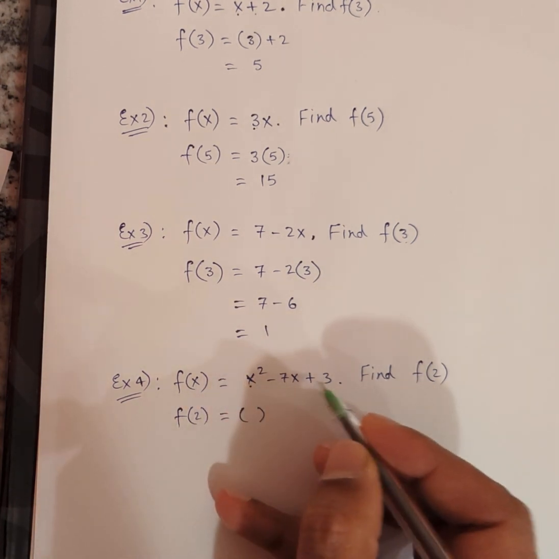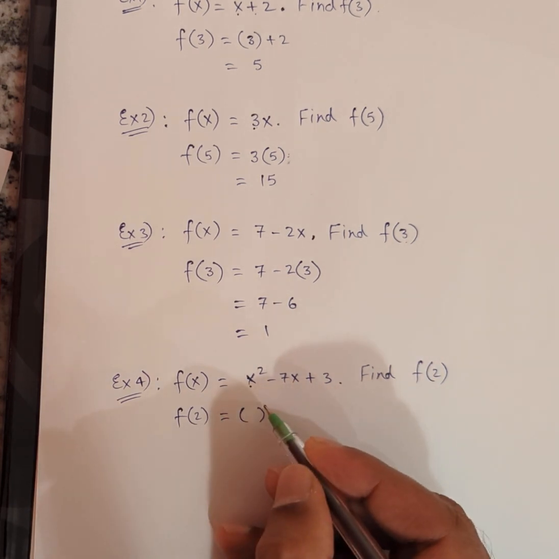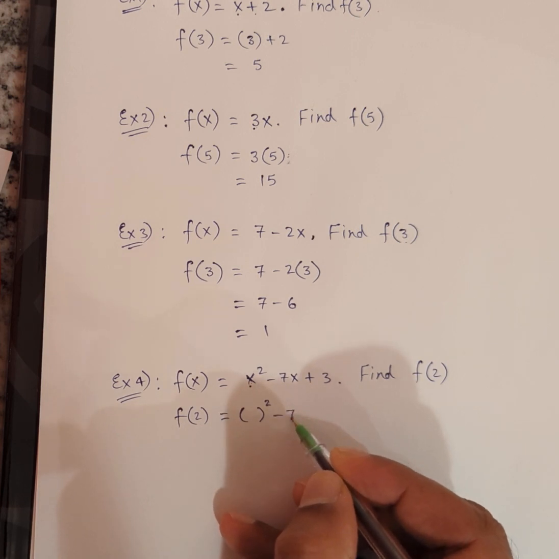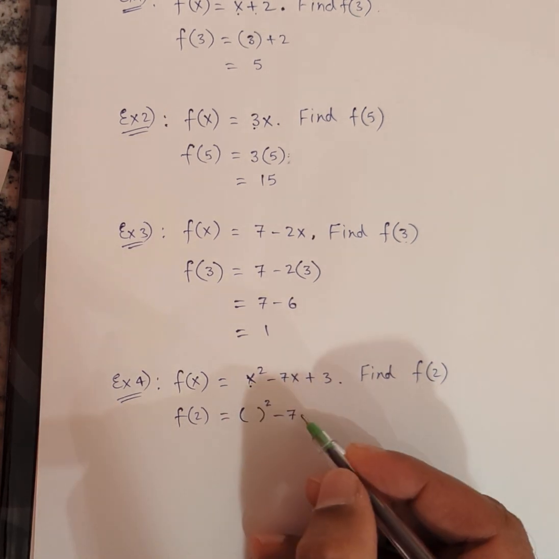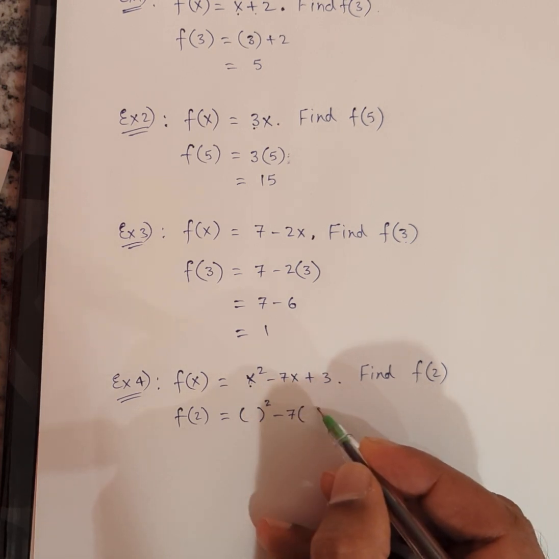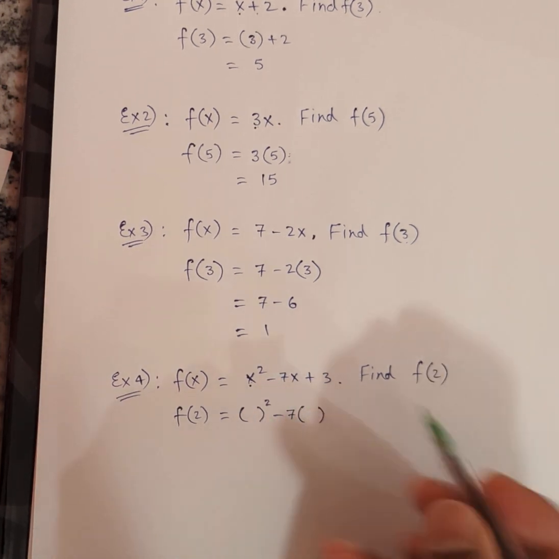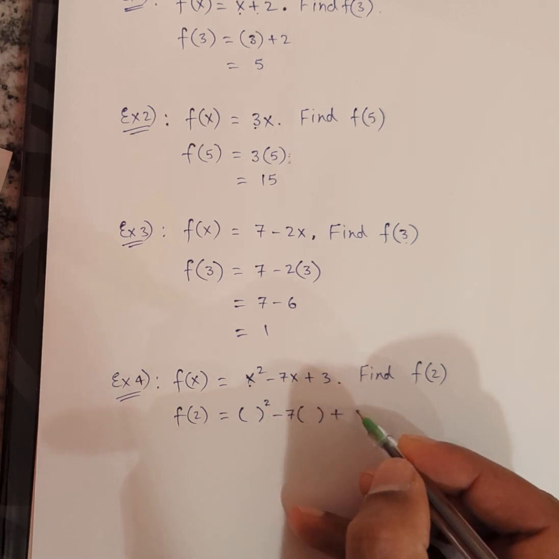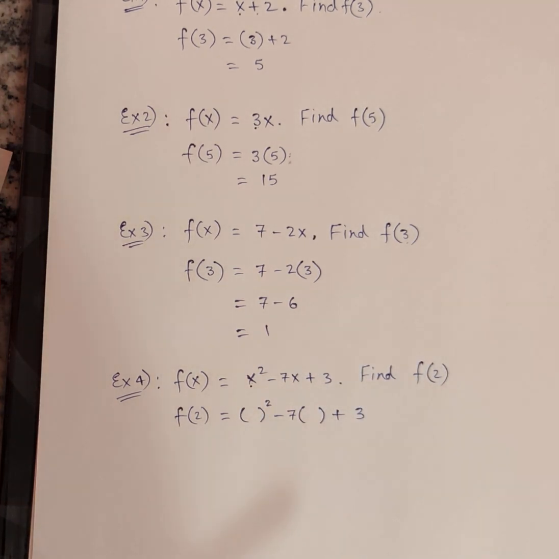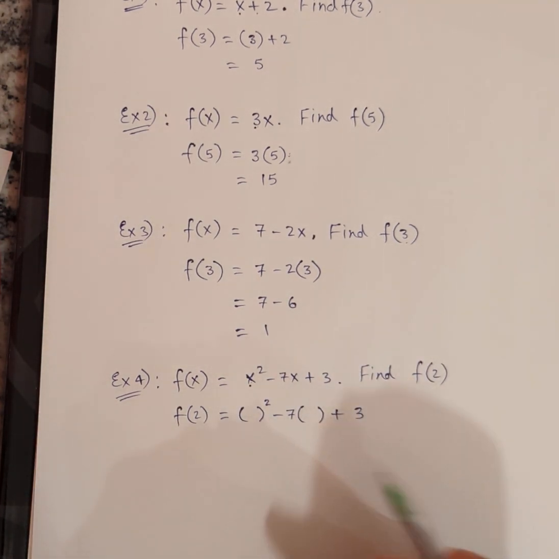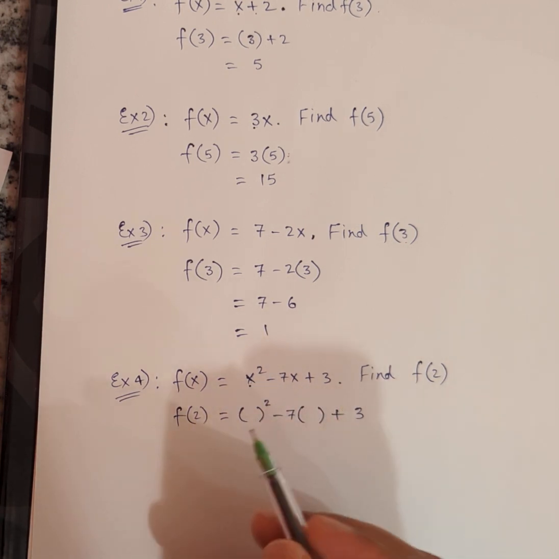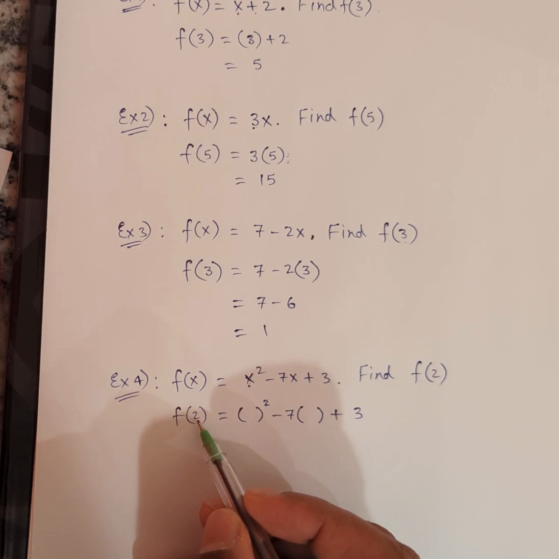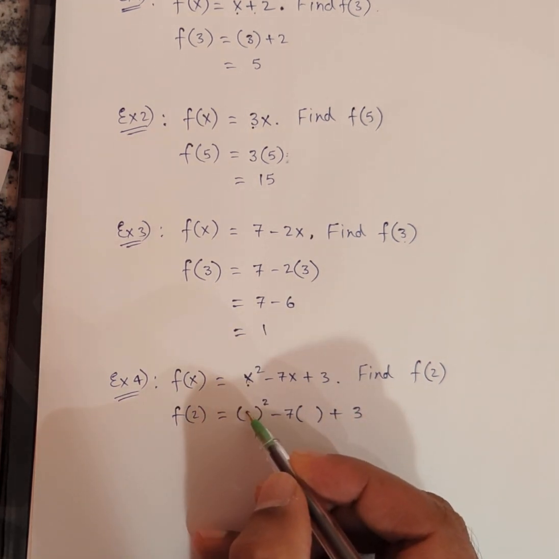So think of that equation as a formula. So x squared means parentheses squared minus 7, and then you see x again. So wherever you see x, you want to have a parentheses, plus and then followed by 3. Now, the question is what goes inside the parentheses? Remember, x is the input. For this particular problem, it's asking you to find f of 2. So the input is 2. So that's what we want inside the parentheses.